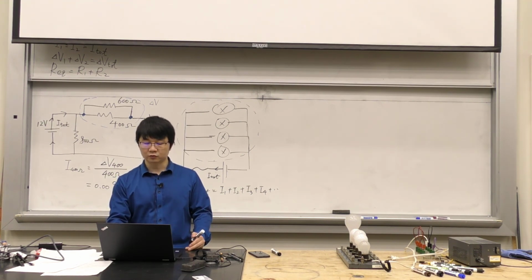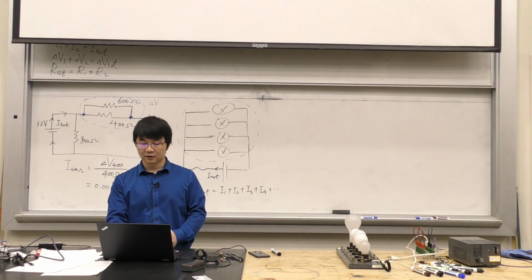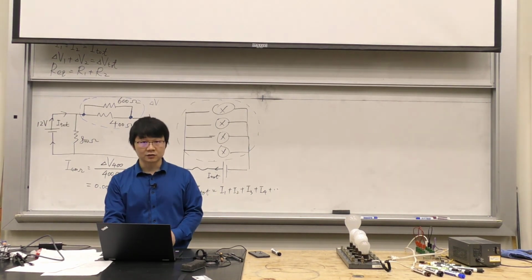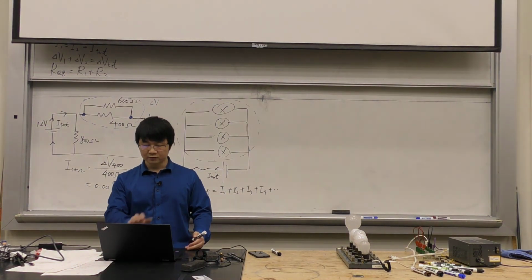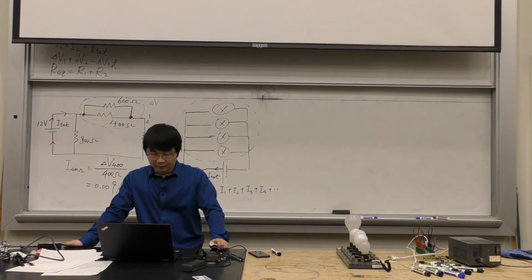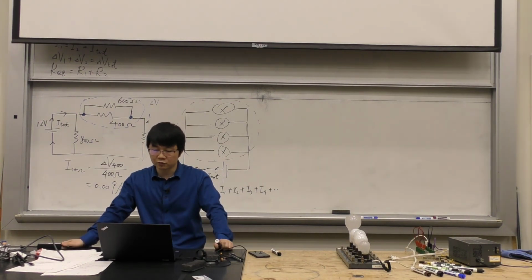So that's why we want to study these two rules, and we're also going to use them later when we study inductors and then AC circuits with resistors, capacitors, and inductors. So that's our goal. So what are these rules? There are two rules. They're called the junction rule and the loop rule.